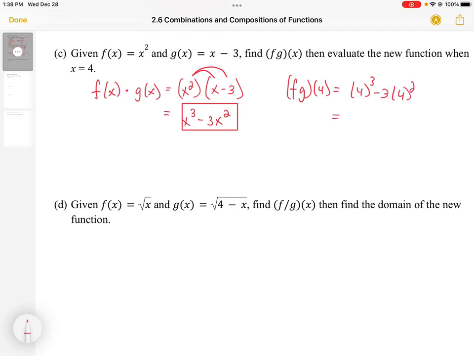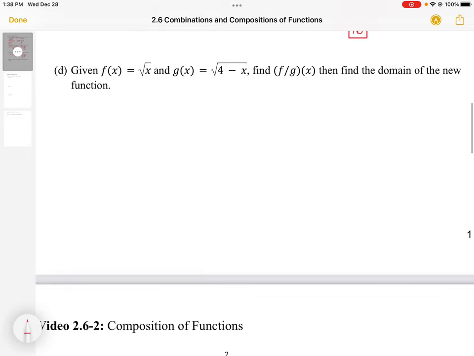Following the order of operations, I'm going to evaluate those exponents first. So that's 4 cubed, so that's 4 times 4 is 16 times 4, that gives me 64. Minus 3 times 4 squared, which is 16. I'm going to keep those parentheses there to show that I still need to multiply. 3 times 16 is 48. And then 64 take away 48 is 16.